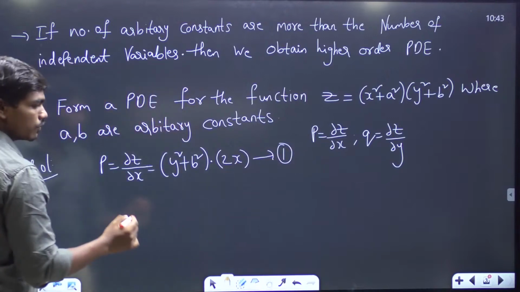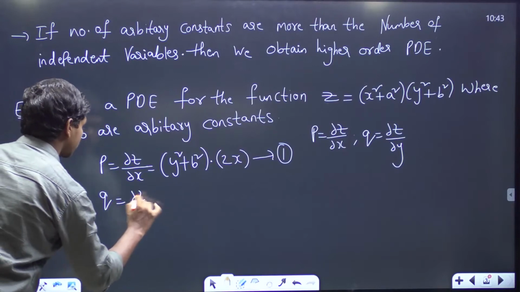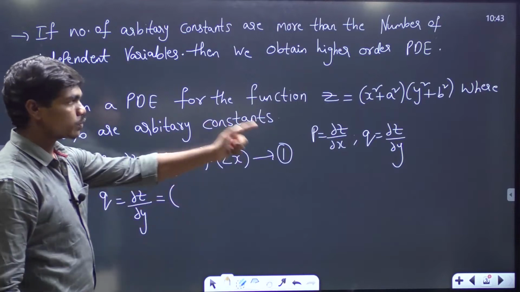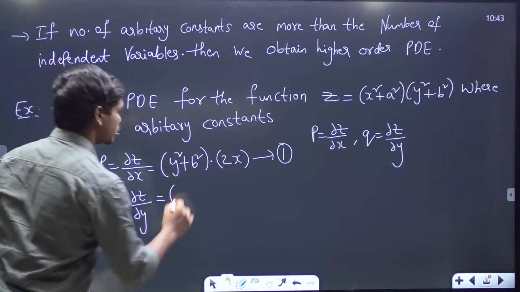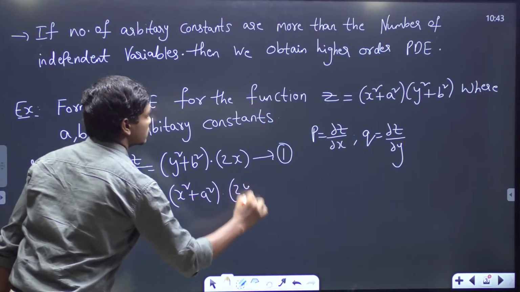Now see here, q is equal to dou z by dou y. When you differentiate with respect to y, you treat x as a constant. So x square plus a square into 2y. This is what you have. This is equation 2.